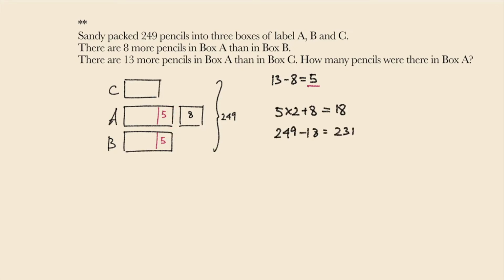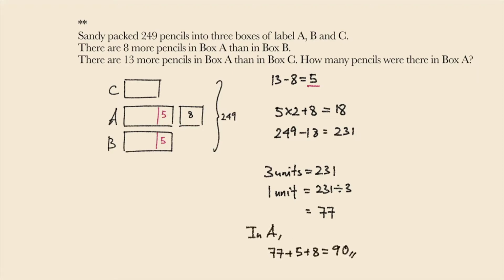Okay, so that's a total of 2 5s and an 8. That's 18. Take 249 minus that will give us 3 units. 1 unit is 77. How many in box A? So that is 1u plus 5 plus 8. And that gives us 90.